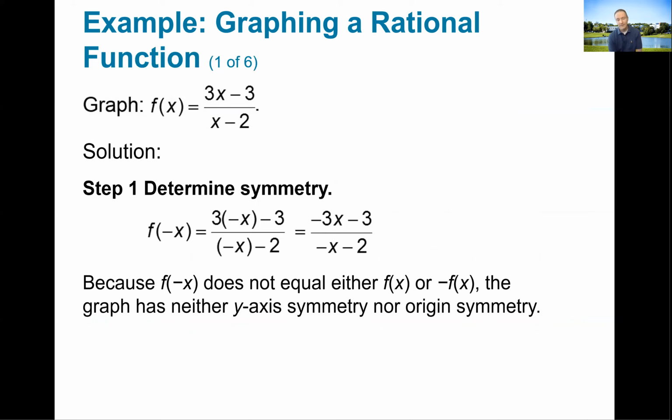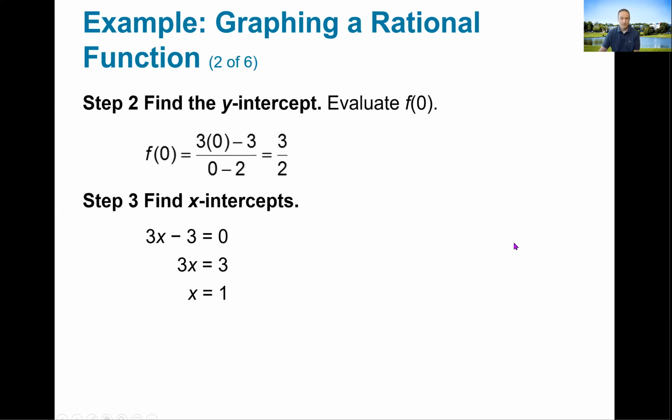First of all, if I were just thinking about the symmetry, if I plug in a negative x here, you can say, well, 3 times negative x minus 3 gives me negative 3x minus 3 over negative x minus 2, since you have to change the sign on that x as well. But if you look, that's not the negative of the original function. The negative of the original function would have to change the sign not only on these terms, but also on these terms. So as is most often the case, this is not symmetric about the y-axis or the origin.